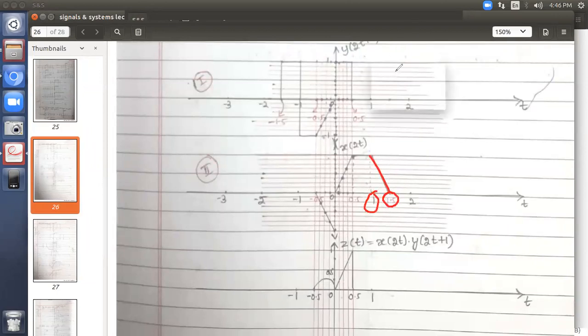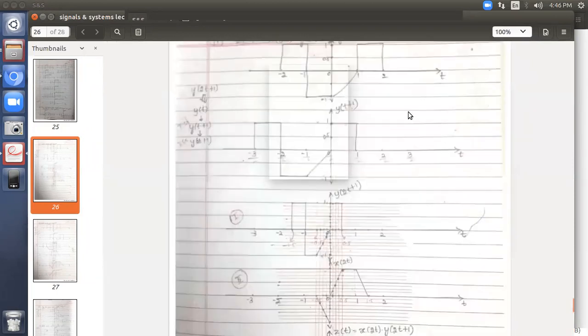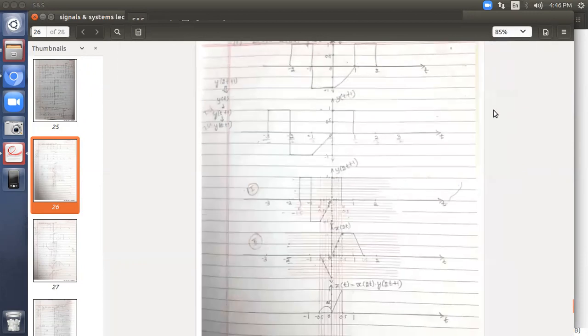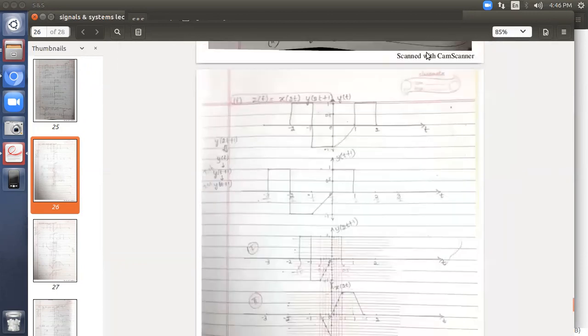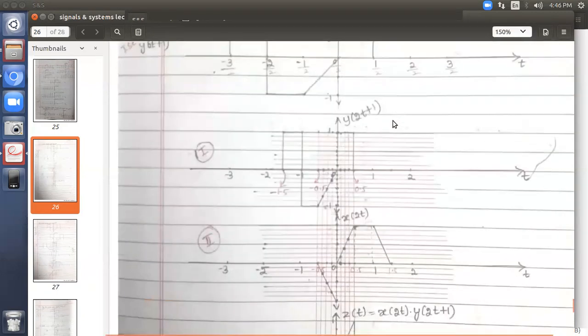Okay, let me just show this in a single page. Let me see if I can do that. I can't, I guess. It will be very much shrunk. No, I can't. Let it be a bigger picture.